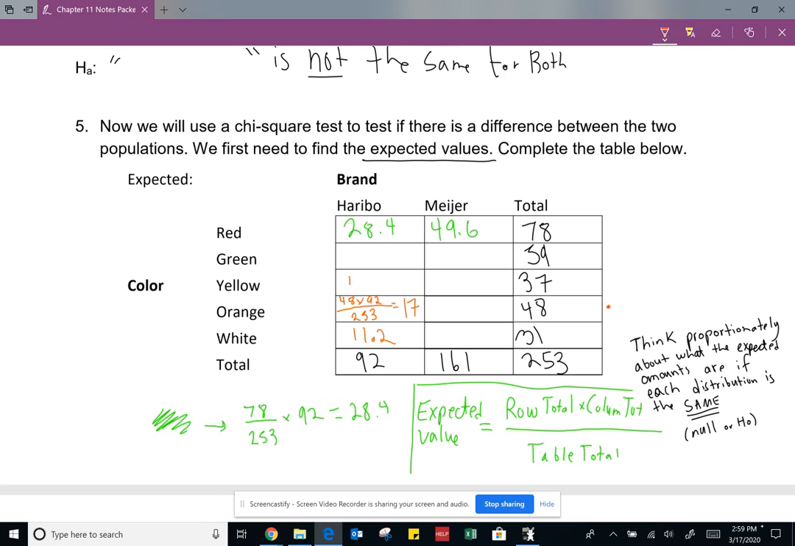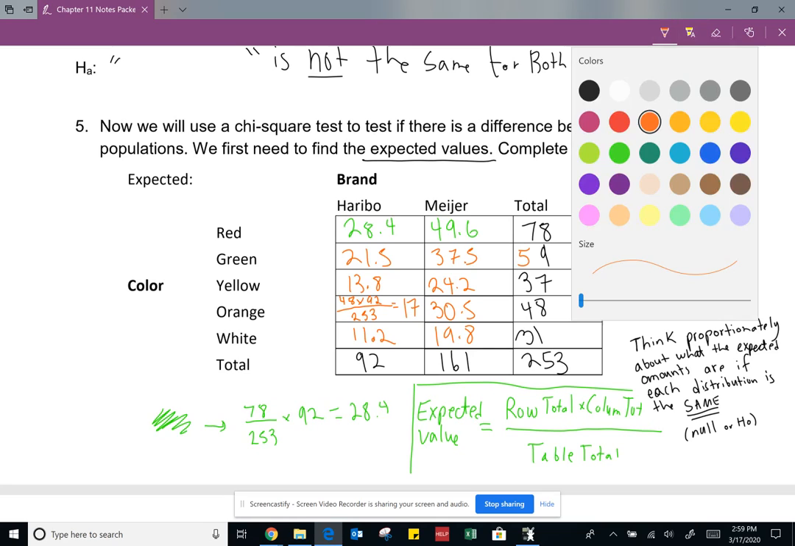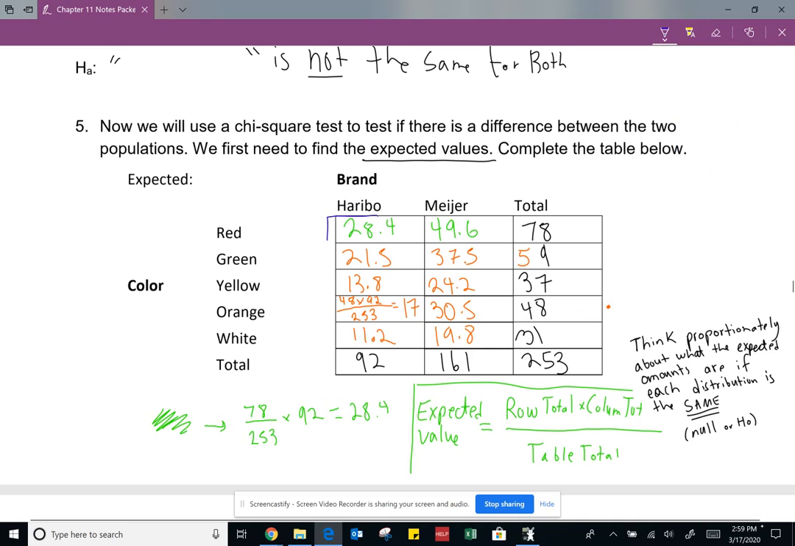You're going to do the same to solve for white, which would be 11.2, 13.8 for yellow, and 21.5 for green. And then you can solve for the other brand by just doing 39 minus 21.5. Or I'm sorry, that's not 39. That's 59. Which is going to get you 37.5, 24.2, 30.5, and 19.8.